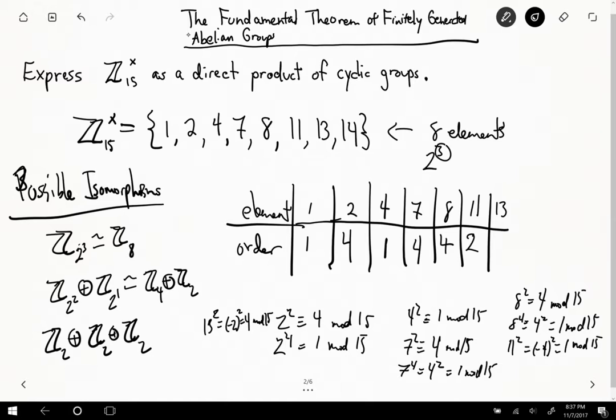And so what does that mean? Well, when we go 13 to the 4th, that's the same thing as 4 squared, which is equivalent to 1 mod 15. So 13 was order 4. And last but certainly not least, we have 14, and notice that can be written as negative 1. When you square negative 1 you get 1, so 2 is the order there.